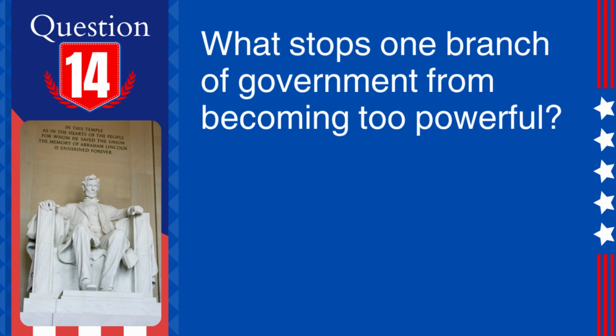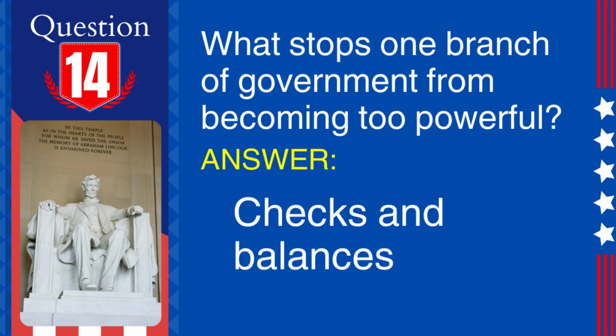14. Question. What stops one branch of government from becoming too powerful? Answer. Checks and balances. Explanation. The system of checks and balances allows each branch of government to limit the powers of the other branches, ensuring no single branch becomes too dominant.